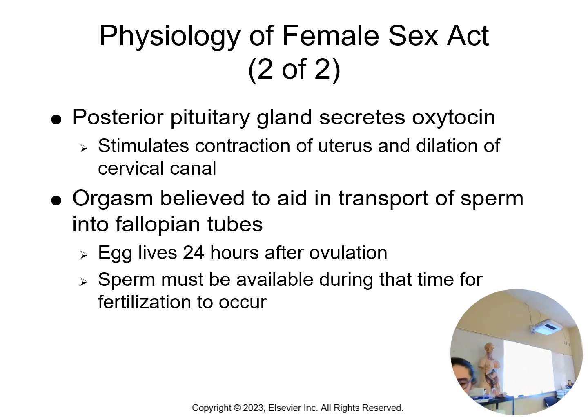Posterior pituitary gland secretes oxytocin, stimulates contraction of uterus, dilation of cervical canal. There you go. There's the physiologic answer for you right there. You can puzzle it together without having a lab all of your own just from what we know right there. Orgasm believed to aid in transportation of sperm into fallopian tubes. Eggs live 24 hours after ovulation. Sperm must be available during that time.